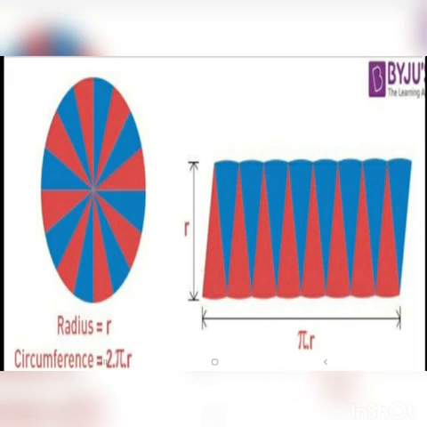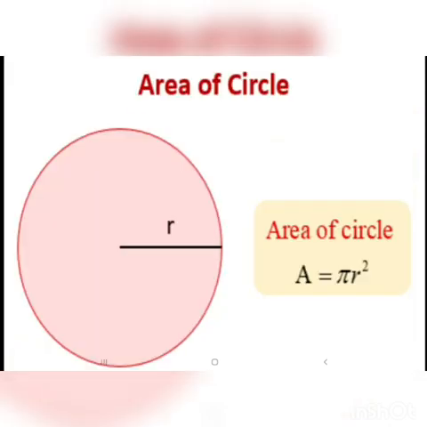So pi r into r gives you pi r square. So we have area of a circle is pi r square. Circumference of a circle is 2 pi r, where area of circle is pi r square. Don't get confused between circumference and area. Area is pi r square. Now we can solve some problems related to area.